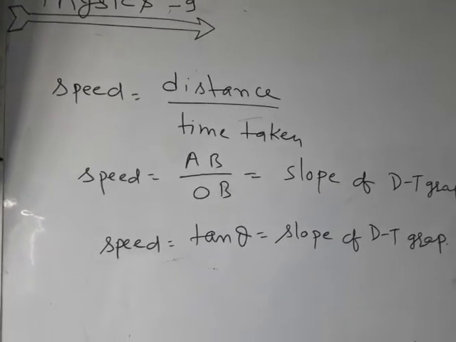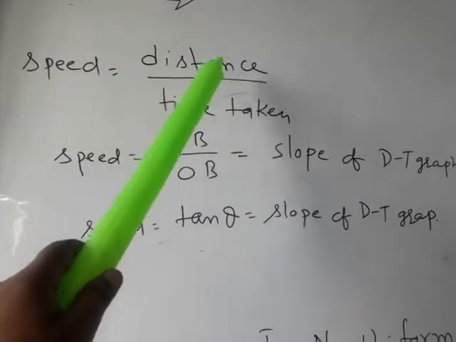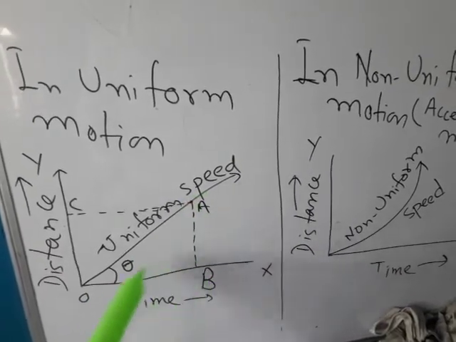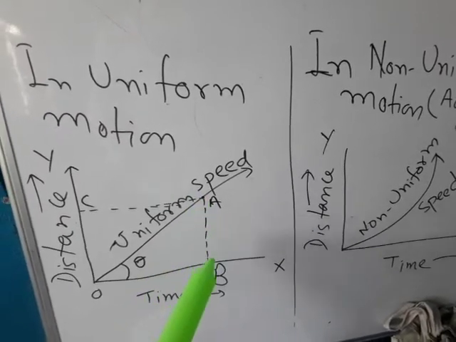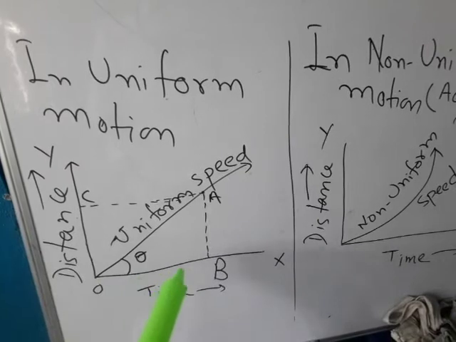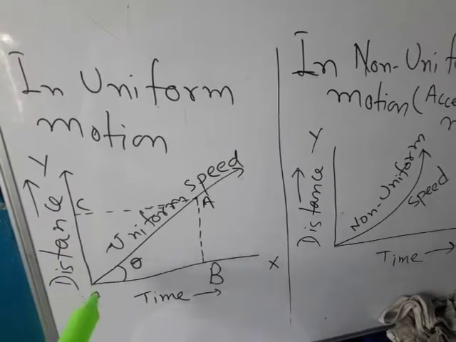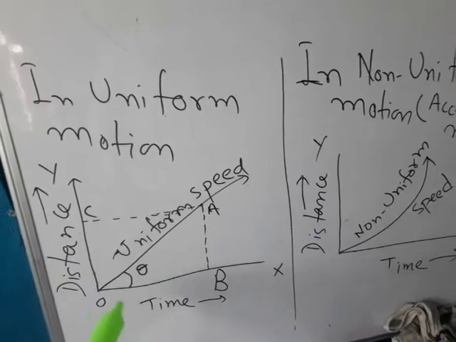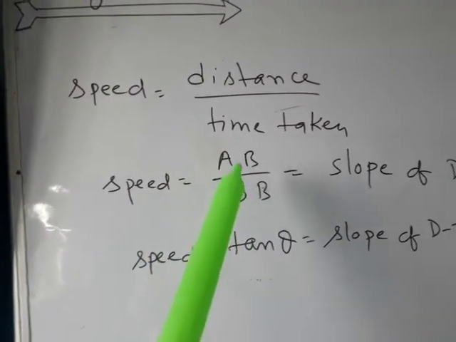Now I will discuss speed equal to distance by time. Here distance equal to AB, since when the body is at point A the time will be at point B, then distance travelled equal to OC, and since OC is equal to AB, distance travelled is equal to AB and time taken is equal to OB. Hence, speed equal to AB by OB.